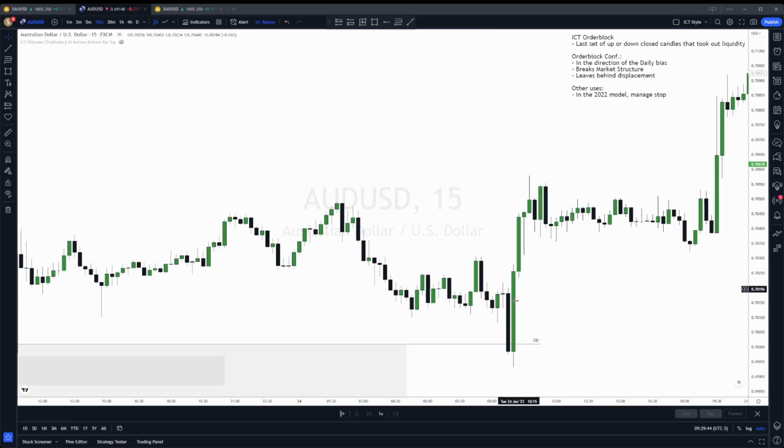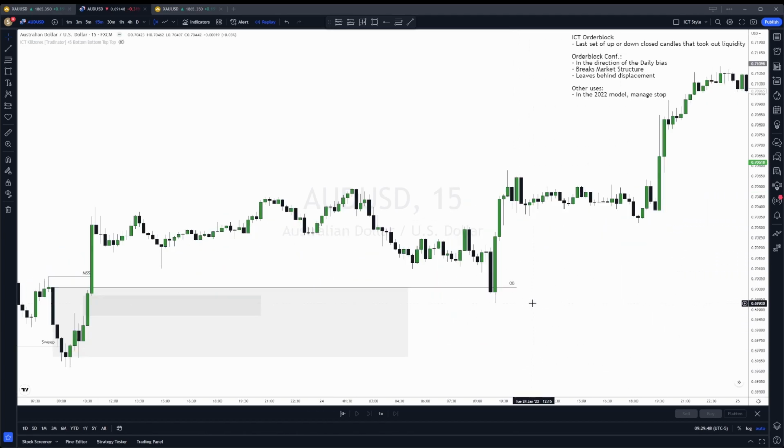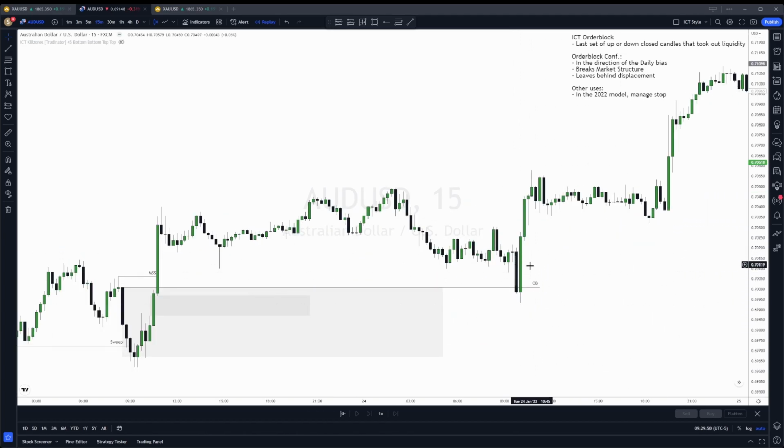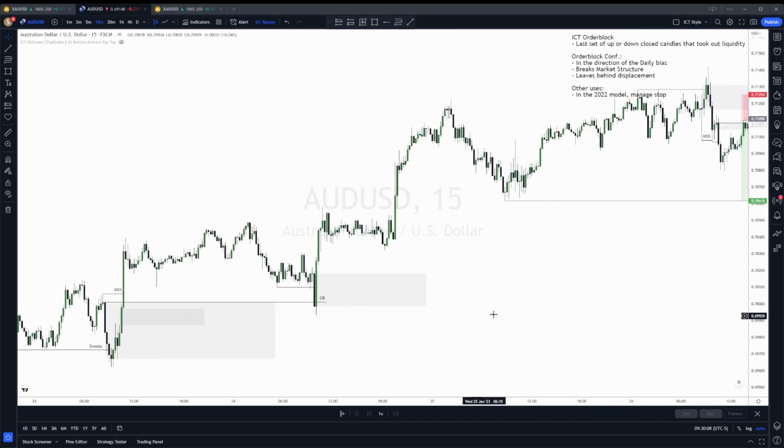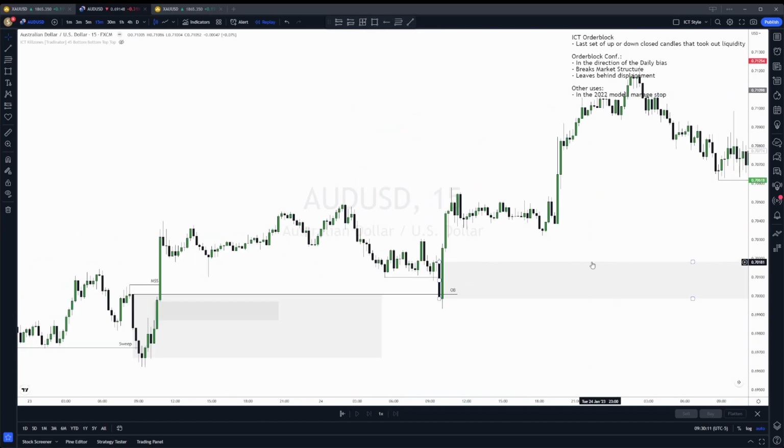And what do we see? Price comes back to it, reacts off of it, and actually shoots back up. And now if we take a close look, what actually happens here? We form another order block. We take out liquidity. So this right here, these last two candles, the last set of up or down closed candles after we took liquidity, becomes our order block. So now this is going to be our order block. And we should not see price violated.